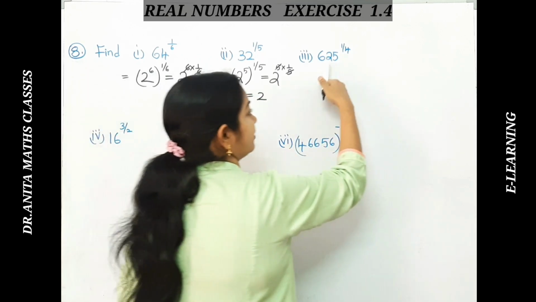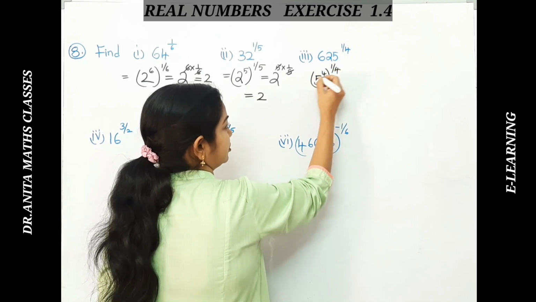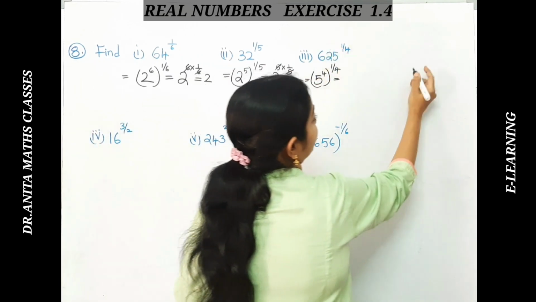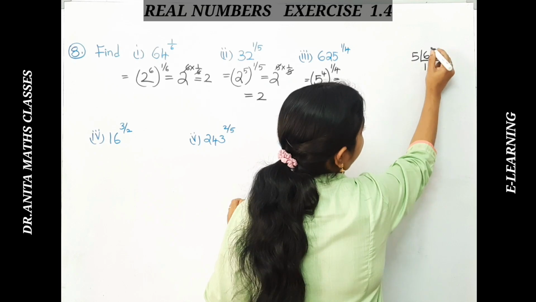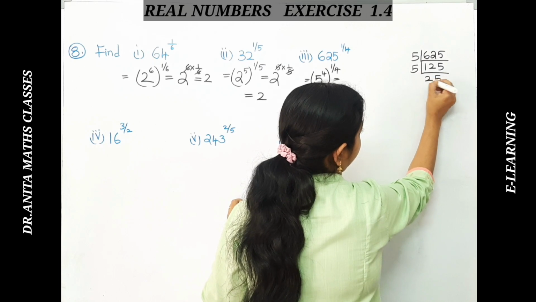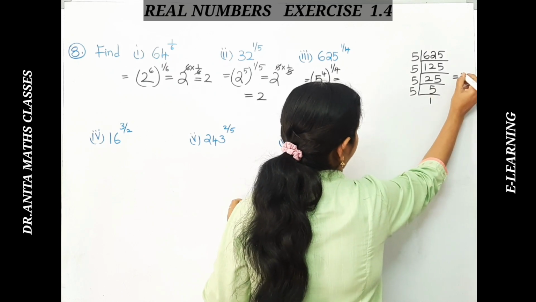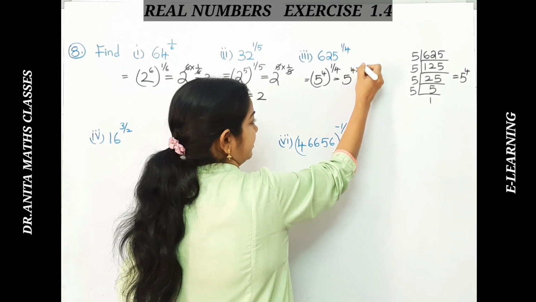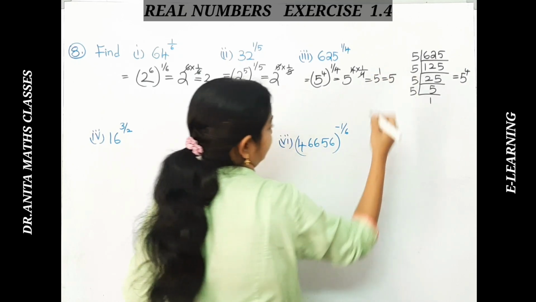Likewise, 625 is 5 raised to the power of 4, whole raised to the power of 1 by 4. So we should remember, for some numbers we have to remember. So if you don't know, just go for the prime factorization in the rough part. So with 5: 5 1s are 5, 5 2s are 10, 5 5s are 25. Likewise you can continue. So this becomes 5 raised to the power of 4. So here this becomes 5 to the power of 4 multiplied by 1 by 4. So this is 5 raised to the power of 1, that is simply 5.